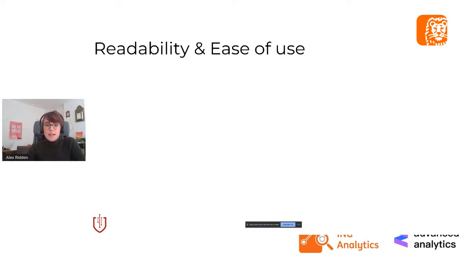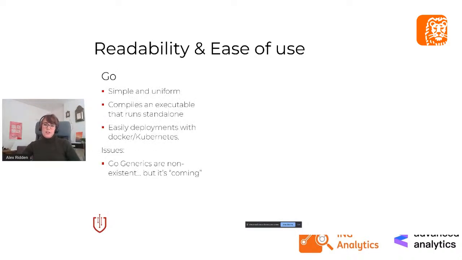It's difficult for me to really say much negative about any of these languages when it comes to readability and ease of use, but there are some quirks. So Go aims to be simple and uniform. I found it particularly easy to pick up. It compiles into one single executable that runs standalone, and even packages go inside itself. It makes it really easy to deploy on Docker or Kubernetes.